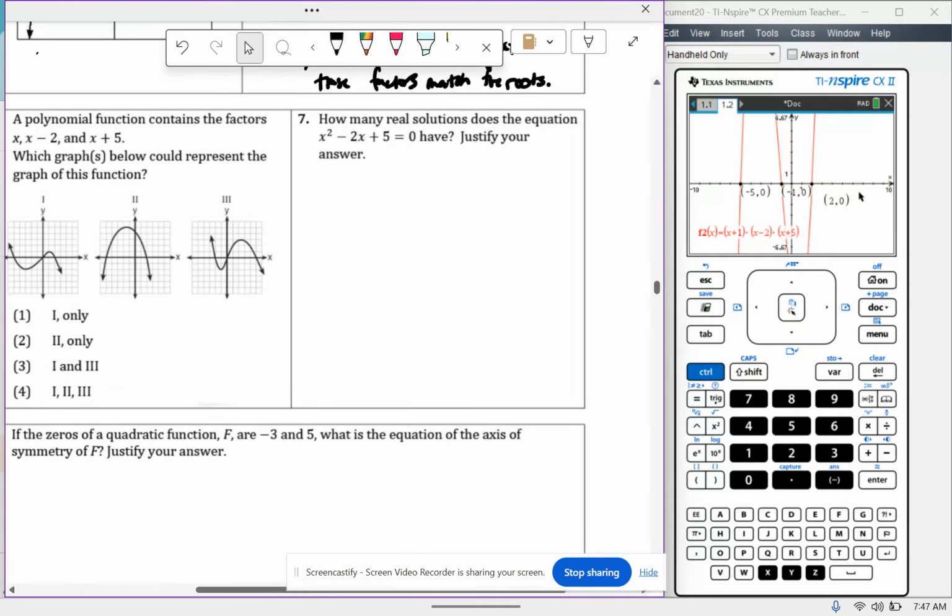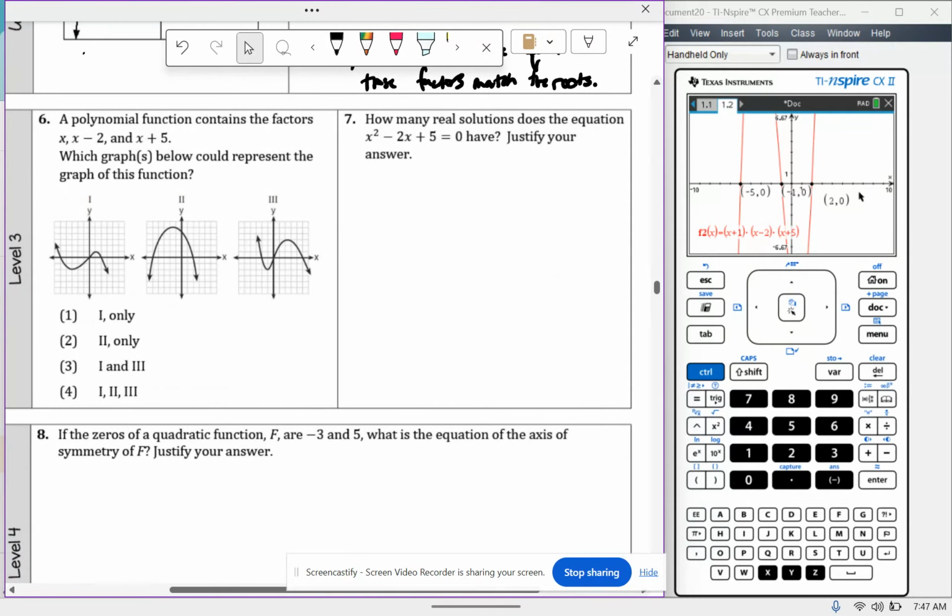Okay, level 3, question 6. A polynomial function contains the factors x, x minus 2, and x plus 5. Which graphs below could represent the graph of this function?